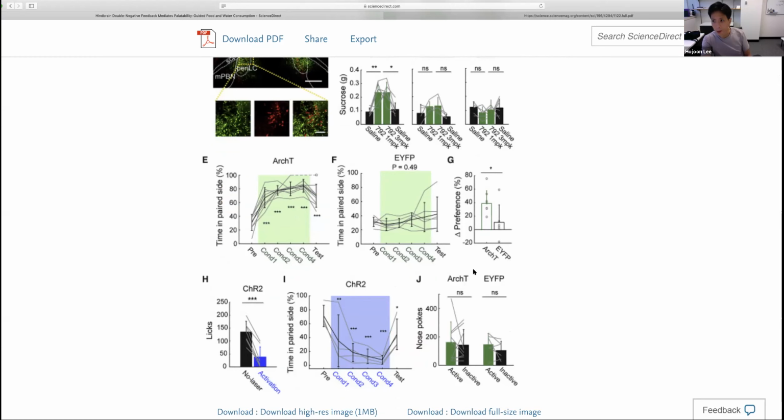So does everyone understand the experimental setup here? They would inject ARCH-T or EYFP into the peri-LC, place the fiber, right? And then there will be a laser connected to the fiber, and the mouse is placed in a box with two chambers. On one side, when the mouse enters that side, the laser would turn on. And when it goes back to the other side, then the laser would turn off. So by doing this, you could see, because this is ARCH-T, by inhibiting the peri-LC neurons, whether there's some preference for the side where they get inhibition of peri-LC or the side that there's no inhibition.